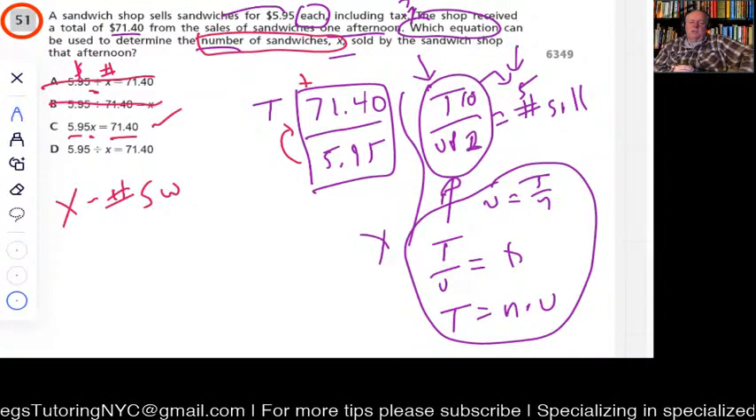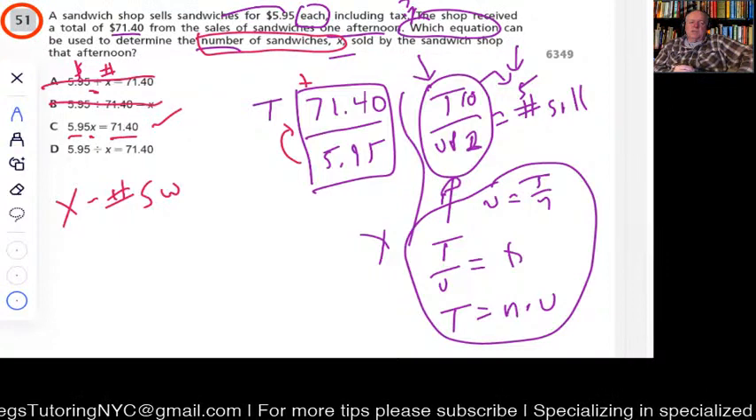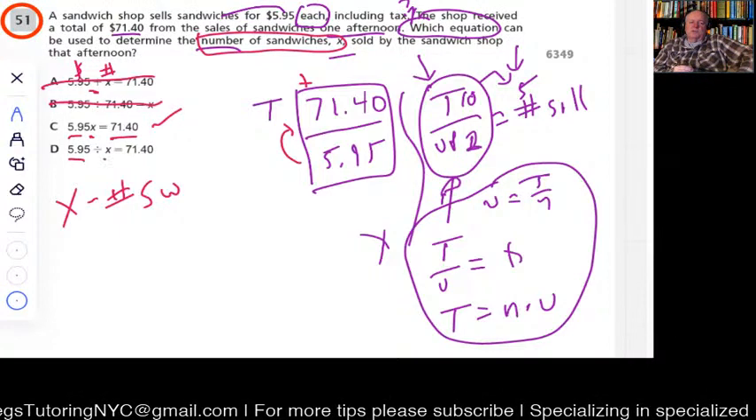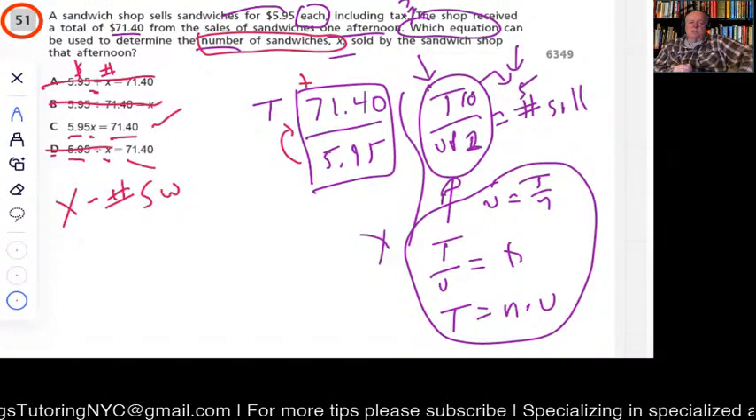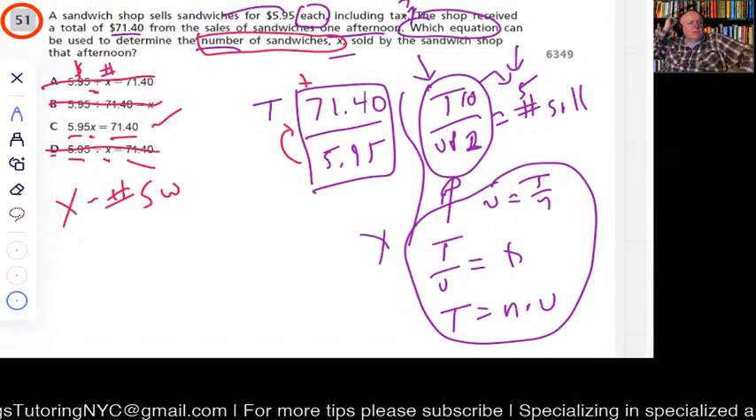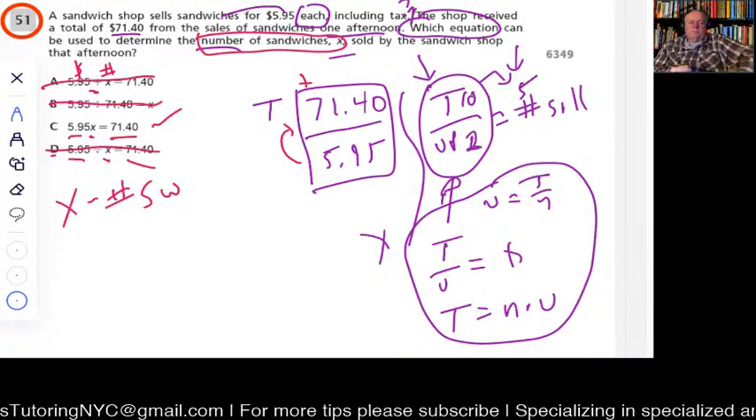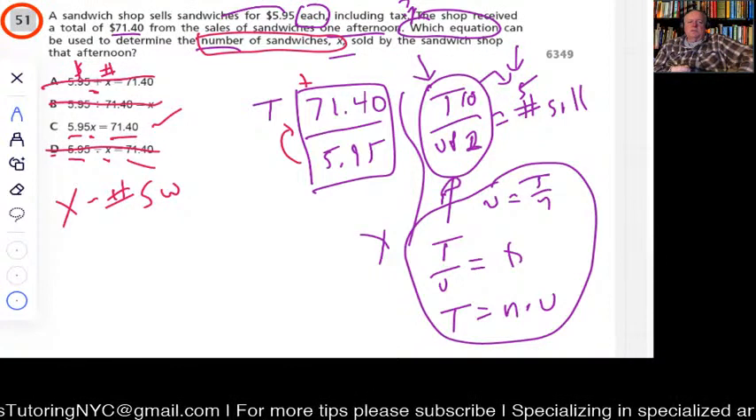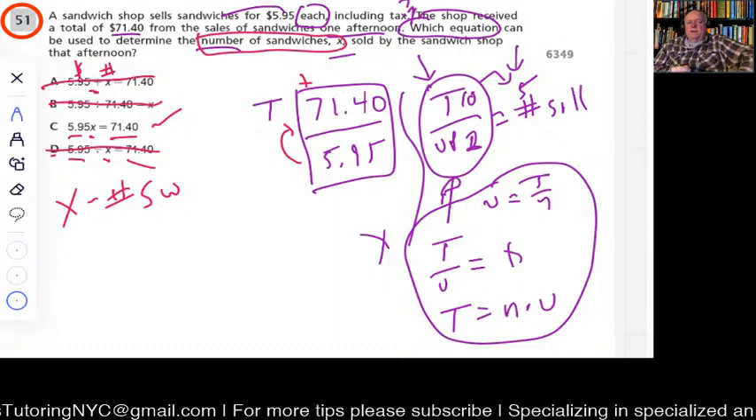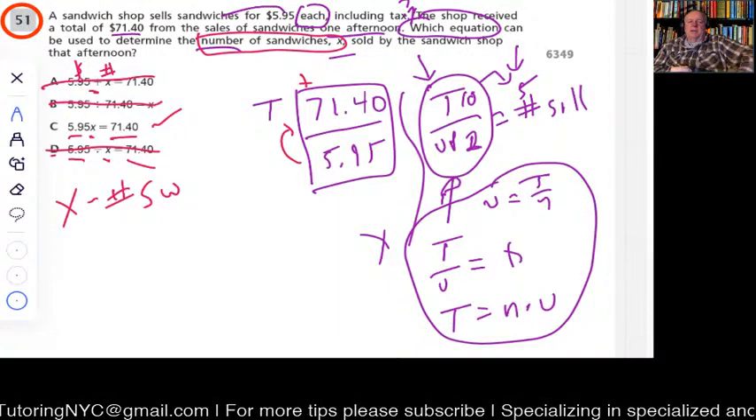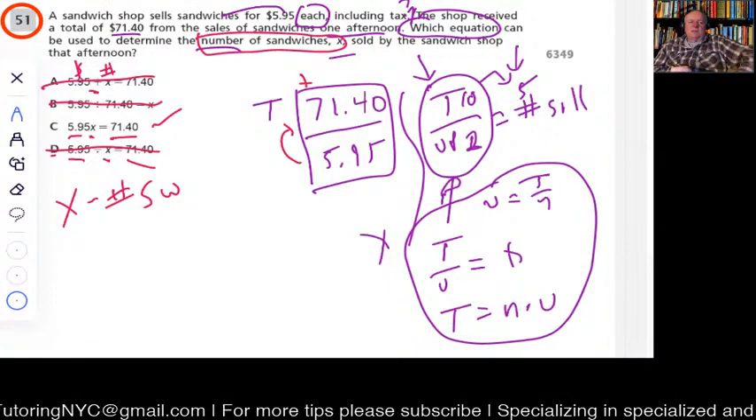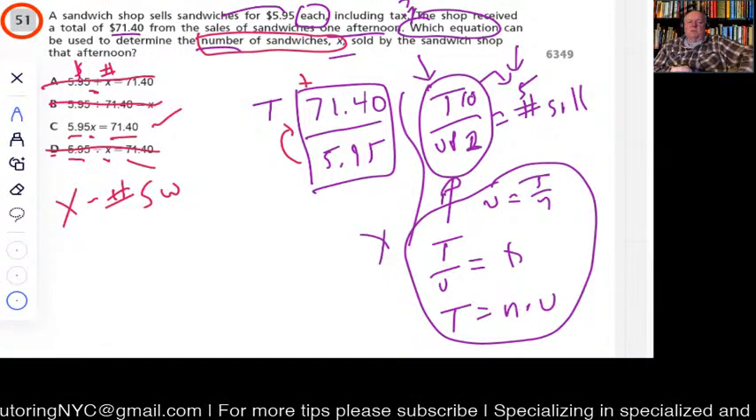And then D says it's the price per sandwich divided by the number of sandwiches is $71.40. No, that's probably the worst choice of them all. So it's not the price per sandwich divided by the number. But if the price per sandwich was like $1, and I wanted to have 10 sandwiches, then that means the price per sandwich is equal to 0.1, not 71.40, right?